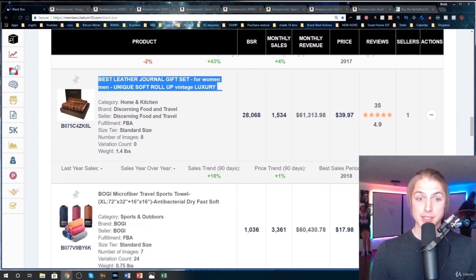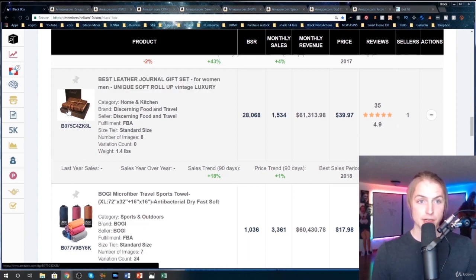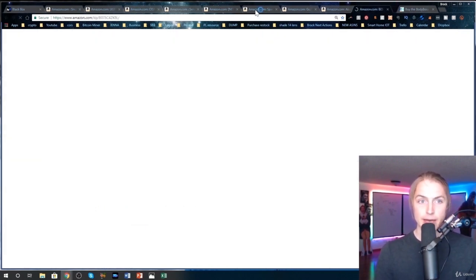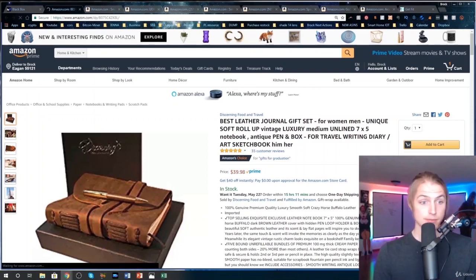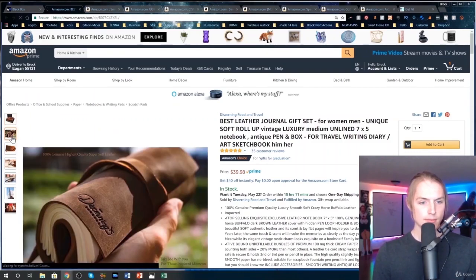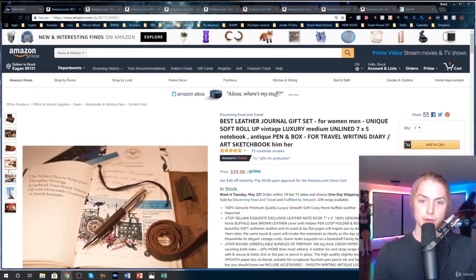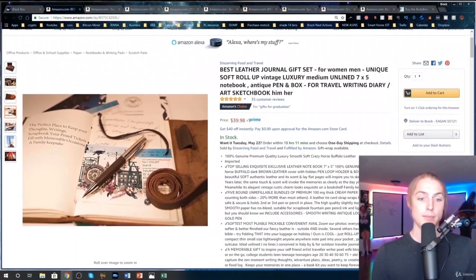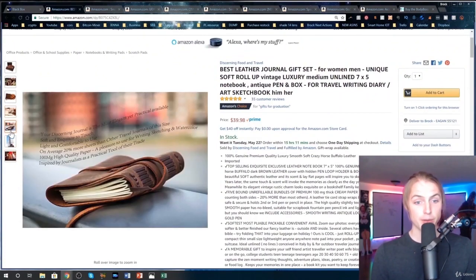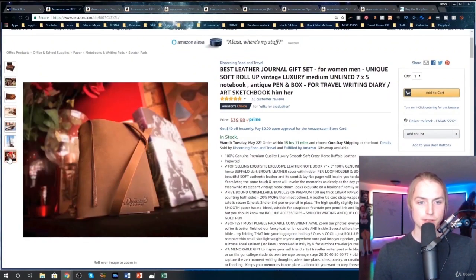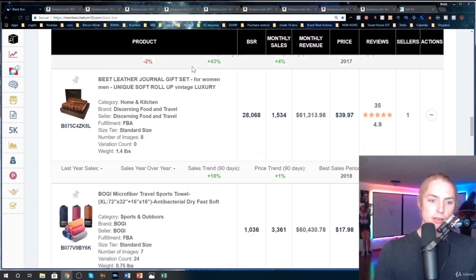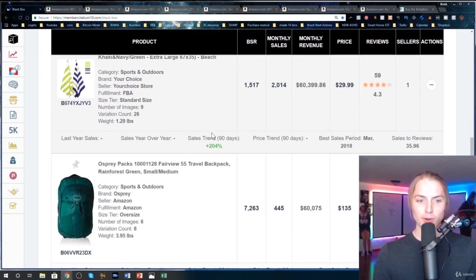A journal gift set for women. Now this is interesting. That would be something interesting to look into. So it's a foldable. Ooh, this is a good product, in my opinion. You have the ability to provide value. It looks like this is good. I like that one. We grab a couple more.